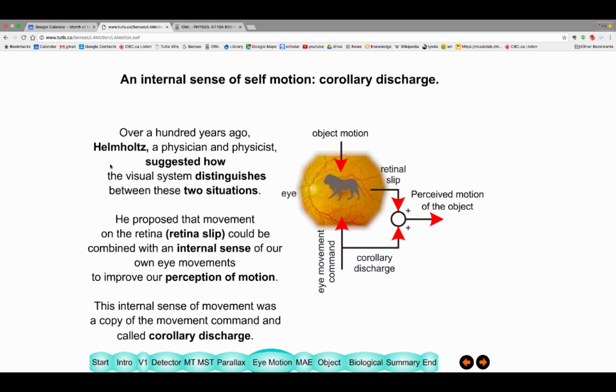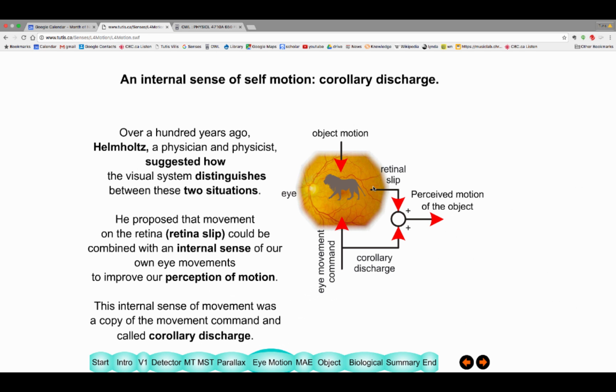Over 100 years ago, Helmholtz discovered, and it has been proved, how you distinguish between these two. You use something called corollary discharge. Your brain puts out a signal for your eyes to move, and a copy of that command gets to the muscles that turn the eye, and your retina goes back and forth. This signal is also sent to the circuit that does this comparison.